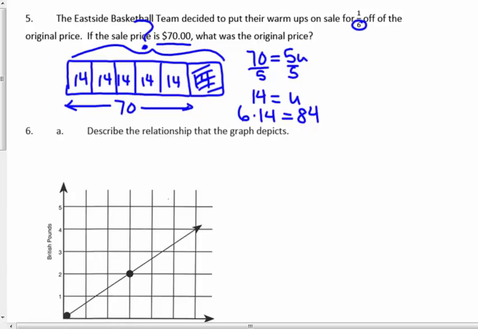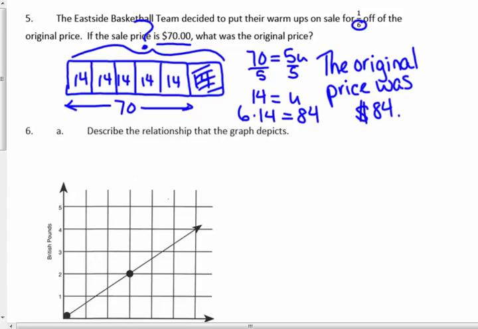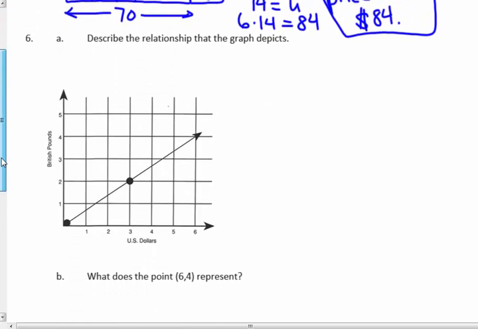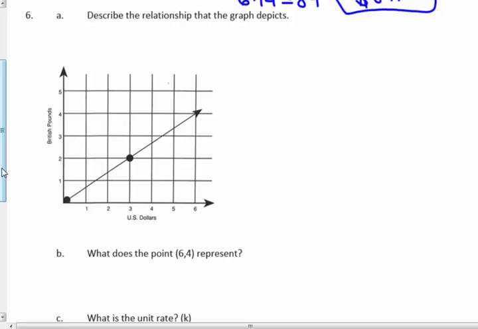So I should get an answer that's higher. The original price is higher. What was the original price? The original price was $84.